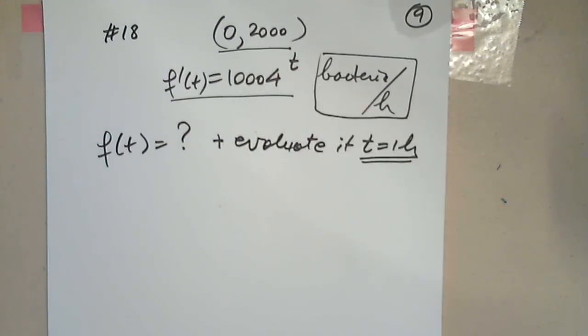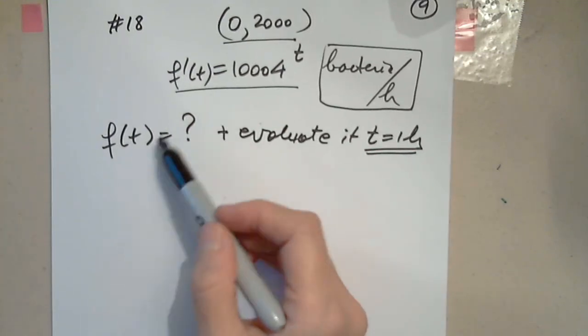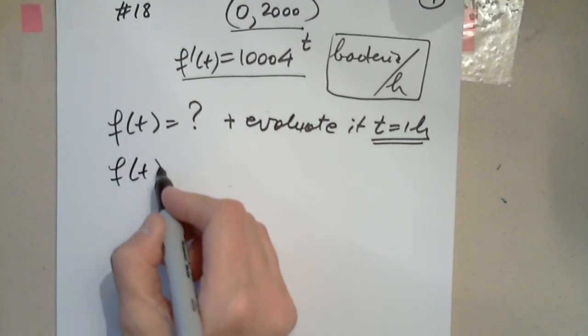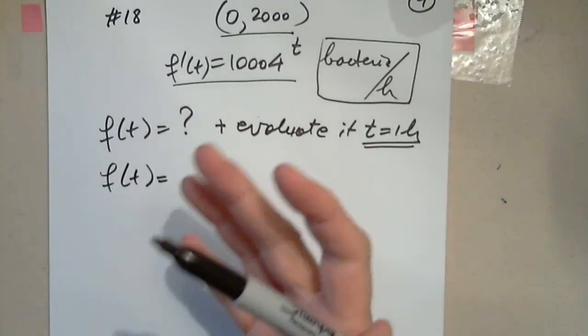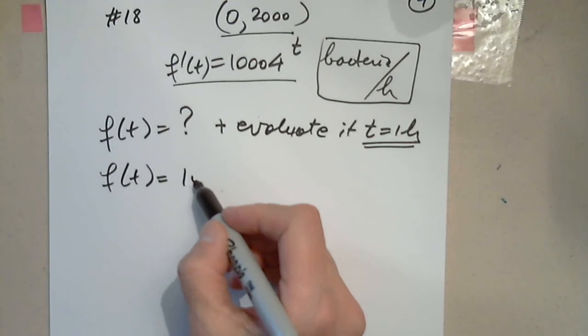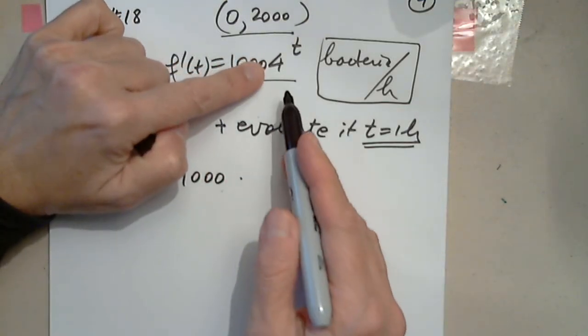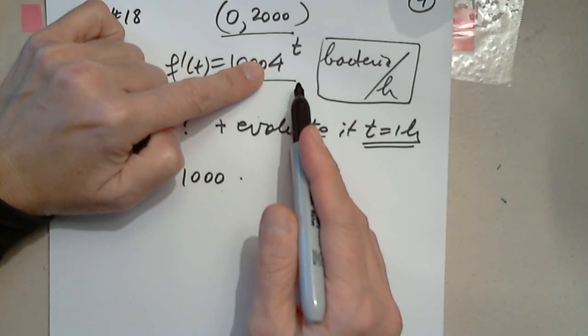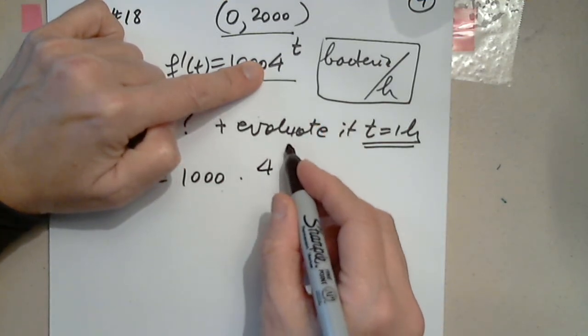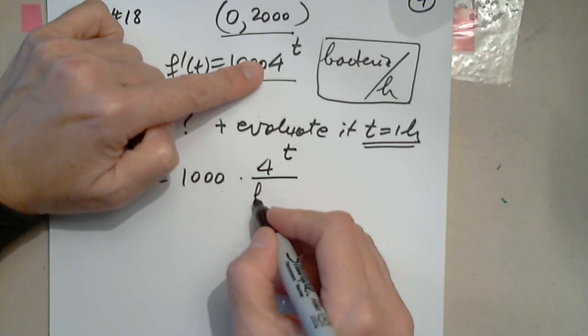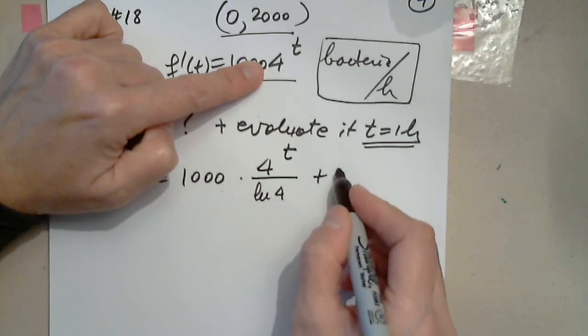So bacterial population is 2,000 at time t equals 0, right? So I can determine the most general antiderivative first. So which function prime? So the constant is outside. So now, remember which function prime is 4 to t. So that is 4 raised to t divided by natural log 4 plus a constant c.